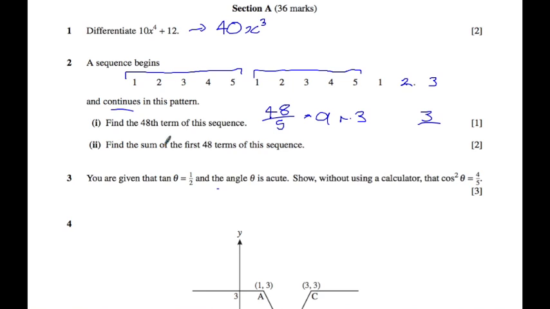And again, the sum of the first 48 terms. We can see 9 times it's got to do this 1, 2, 3, 4, 5 pattern. So 1 plus 2 plus 3 plus 4 plus 5 is 15, and it's going to do that 9 times. And then we're also going to have this 1, 2, 3. So I'm going to do 9 times 15 plus 1 plus 2 plus 3, which gives me 141.